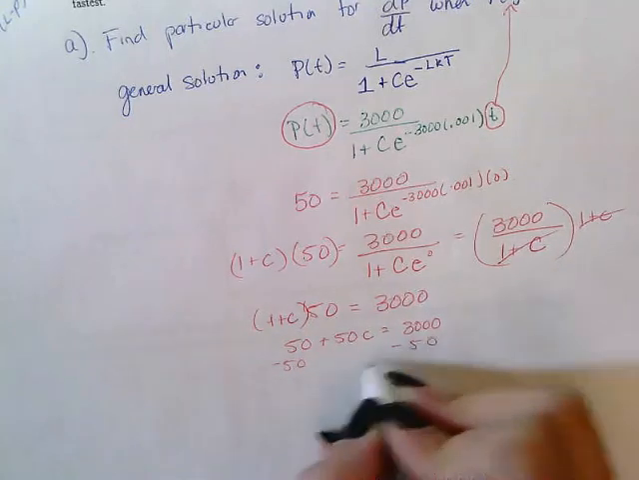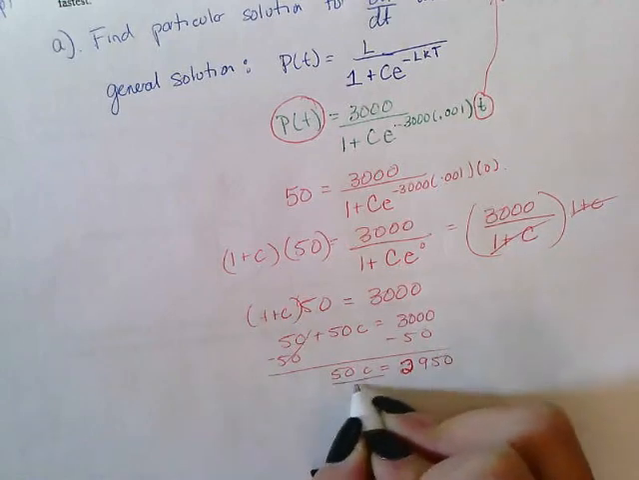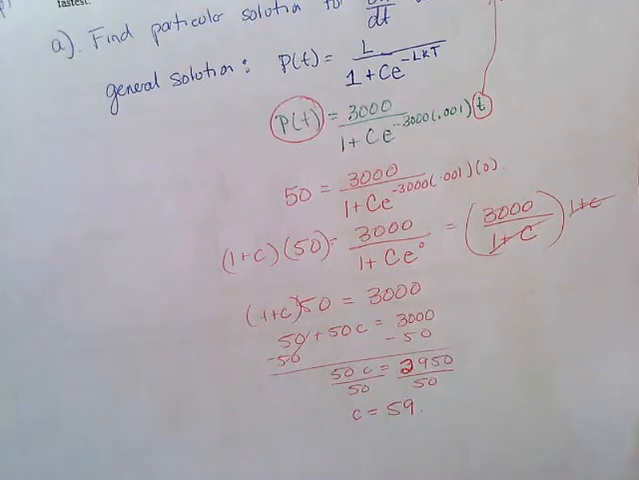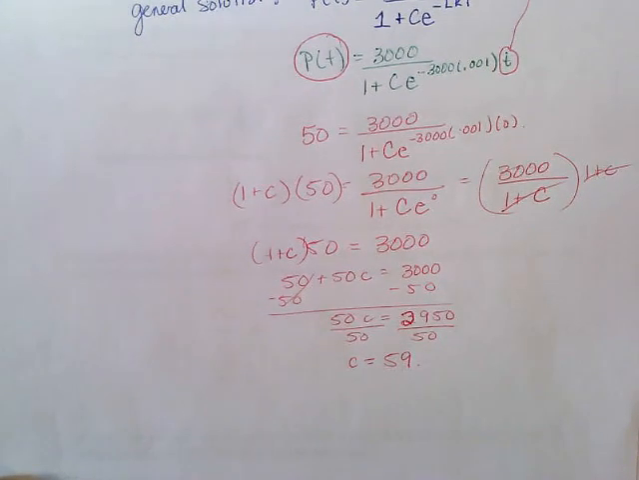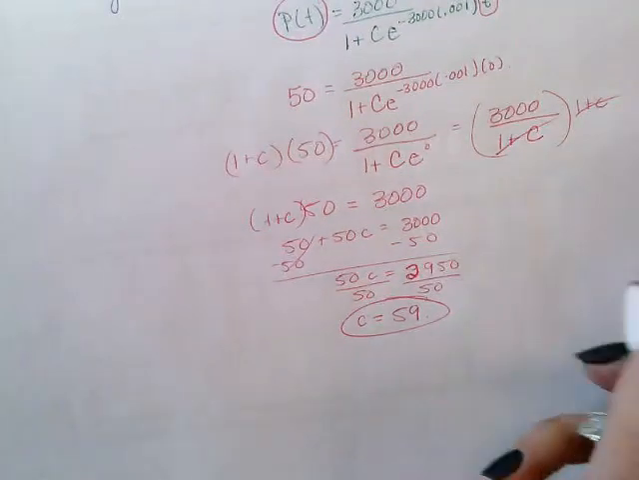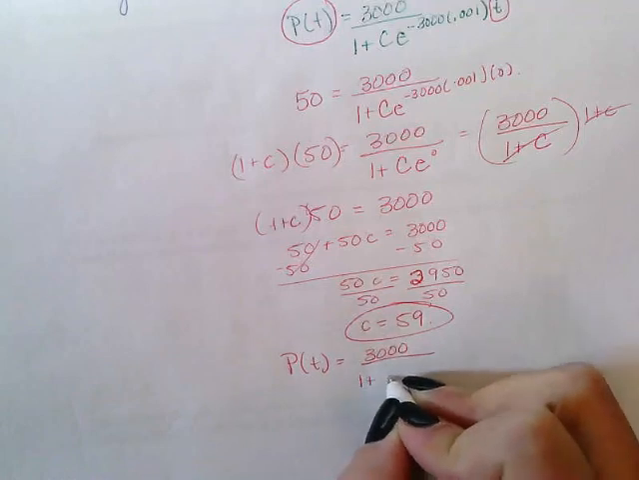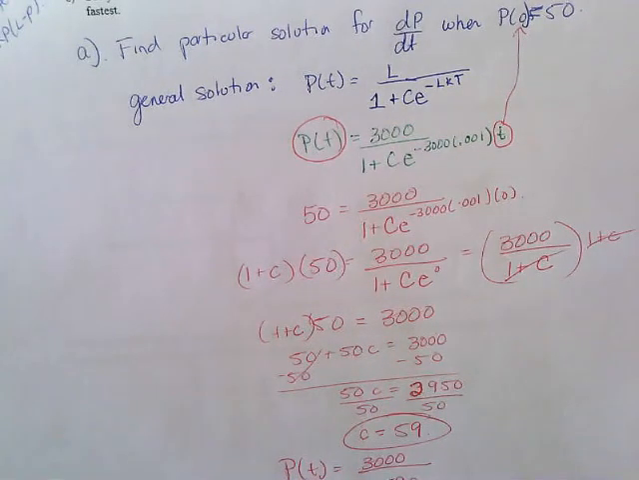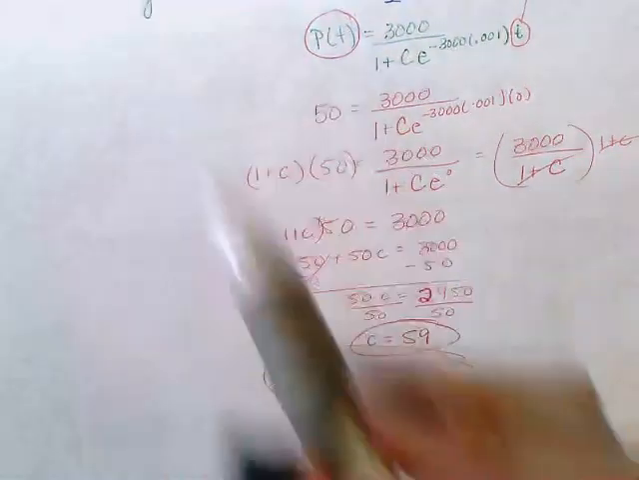So subtract 50. 50C equals 3,000 minus 50, which is 2,950. Divide by 50. So you get C equals 59. Make sure I did this correctly. Yes. So if C equals 59, that means my particular solution is P(t) equals 3,000 over 1 plus 59e to the, I'm just going to simplify this part to negative 3t. And that is my solution for part A.